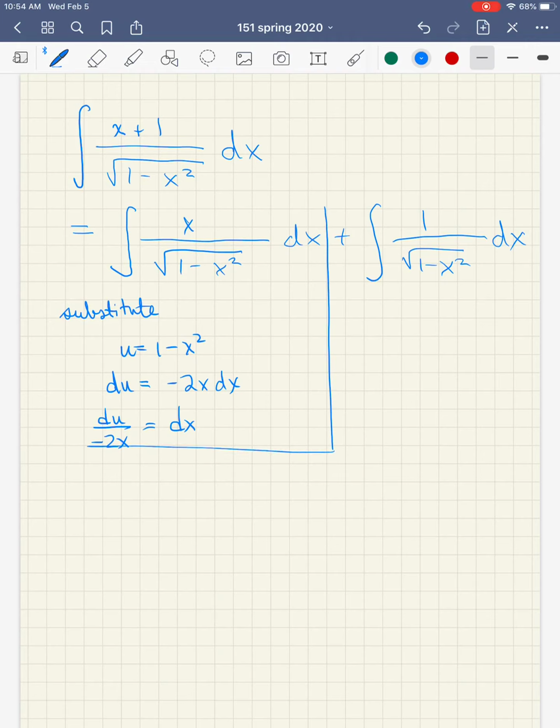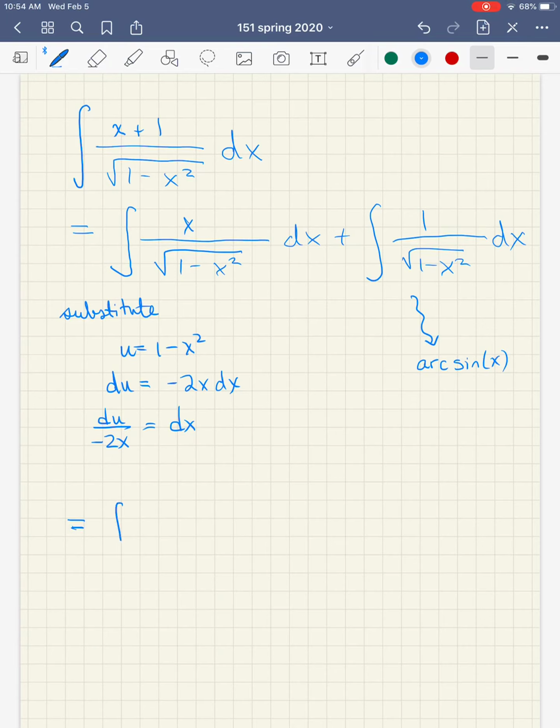And, sorry, let me put it here. And then the antiderivative of this is just going to be arcsin of x.